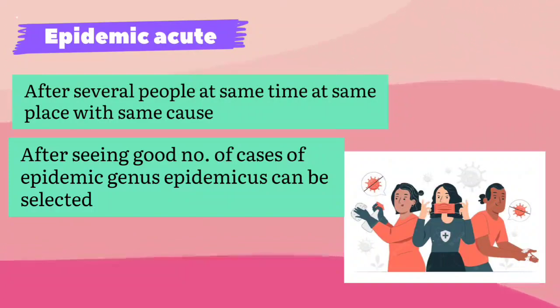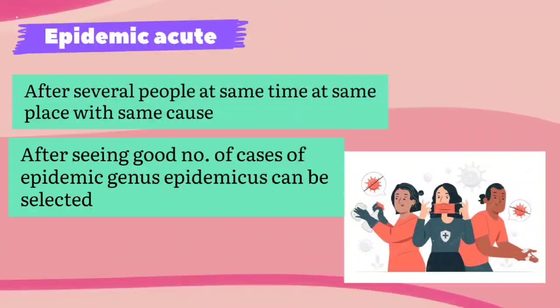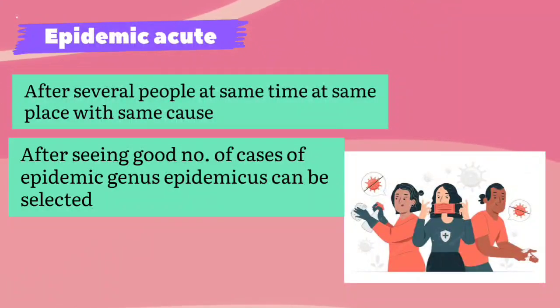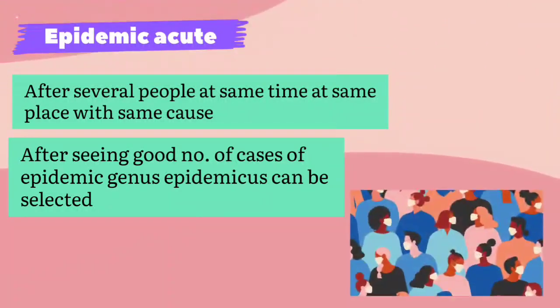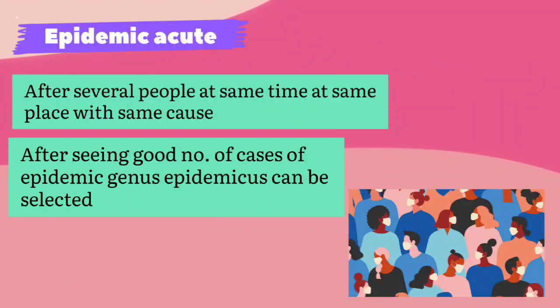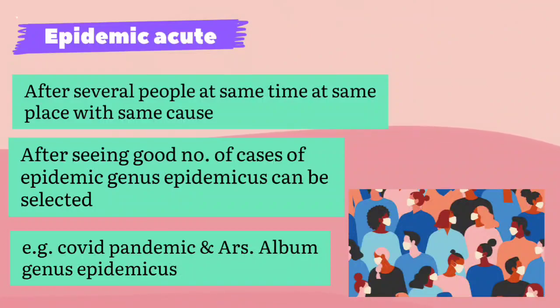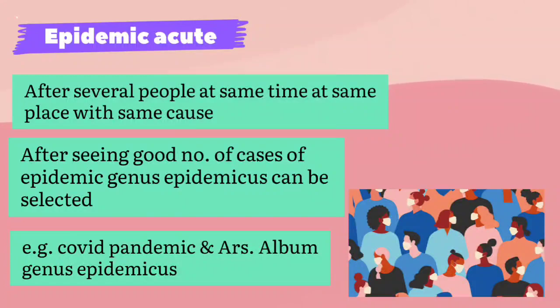In these type of diseases, patient usually presents with similar identical symptoms, and thus on seeing a good number of cases of an epidemic, the homeopath can also reach a genus epidemicus which can help to further prevent the cases of that particular epidemic. For example, a recent example of an epidemic is the COVID pandemic, where after seeing a few cases, Arsenic album was declared as the genus epidemicus.